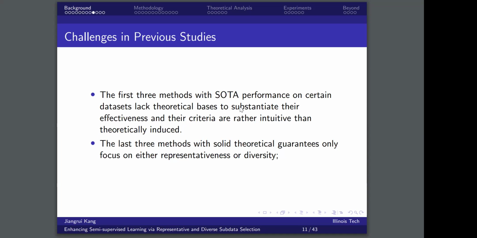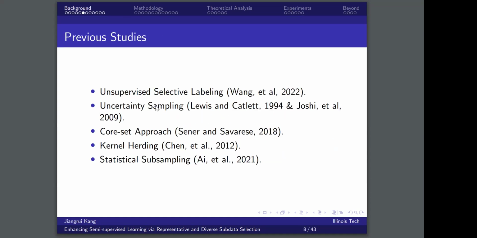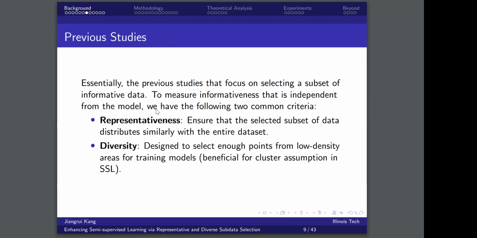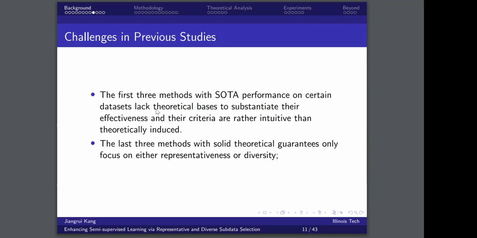So what are the challenges in previous studies? The first three methods here, it should be two. I delete something just before it. I compile this LaTeX slide.